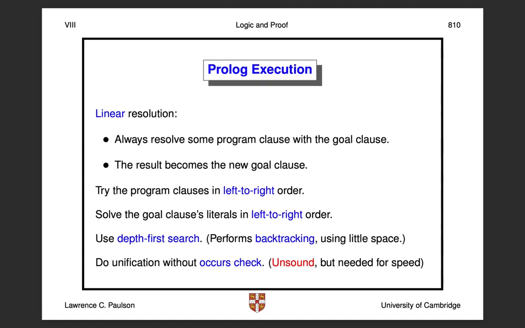If you are able to resolve a program clause with the goal clause, then the result of resolution, now this will be a normal resolution inference here, will produce a new goal clause with the negative literals of your program clause being put in front of the goal clause. So, as I've said, the program clauses will be attempted in order, and all the literals of a particular clause will also be tried in order.